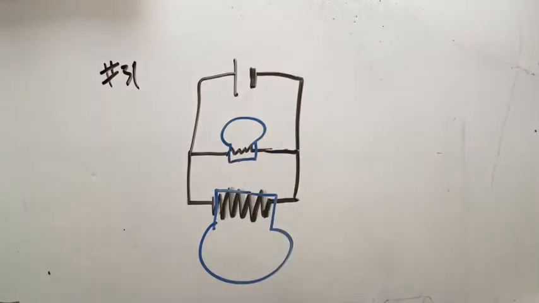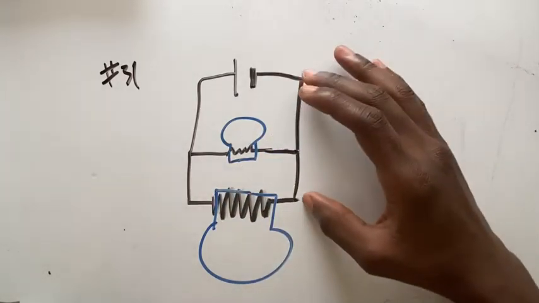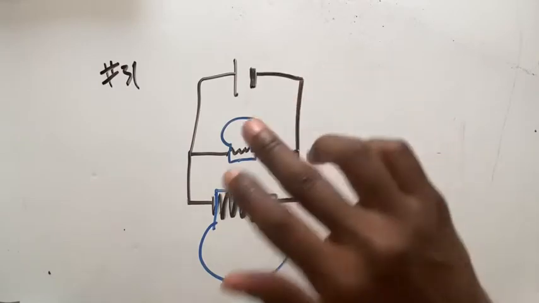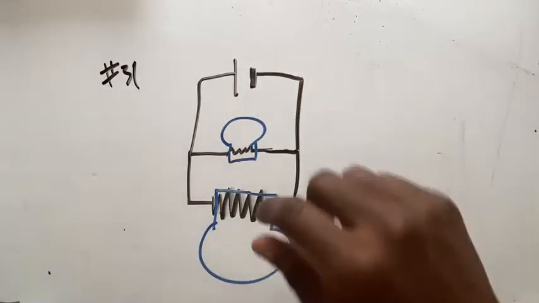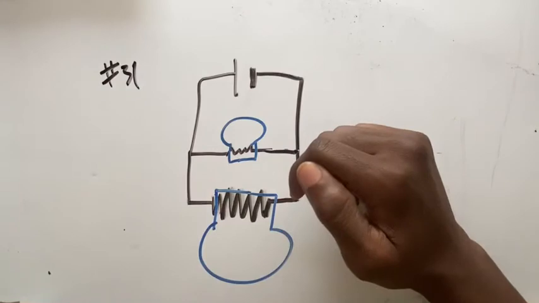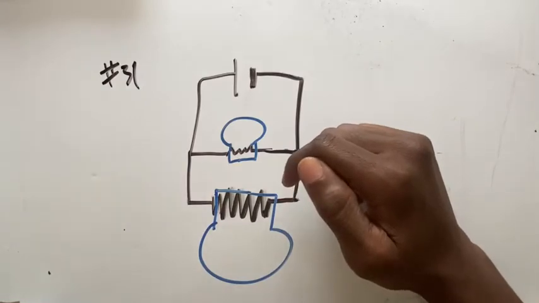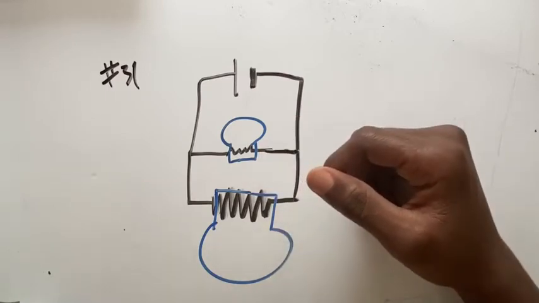So this is our circuit. We got these 2 light bulbs. They're connected in parallel. And this is our thin filament. This is our thick filament. And it says here, the current is greater in which of these lamps?